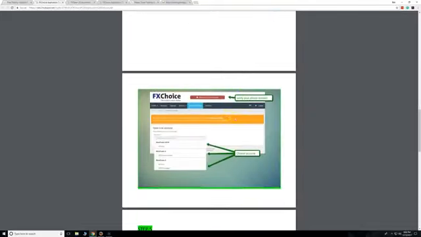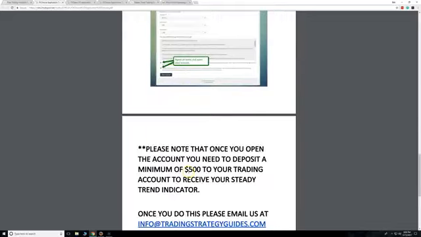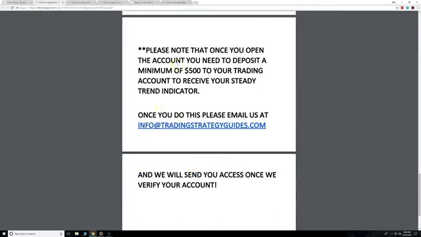And then step number 4, verify your phone. Decide if you want MT4 or MT5. We have it on both, so that doesn't really matter. And then you have to agree to the terms, and we warn you again. After you open your account, you deposit the $500 or more. You're probably going to deposit a lot more than that once you actually get to trading with FX Choice.